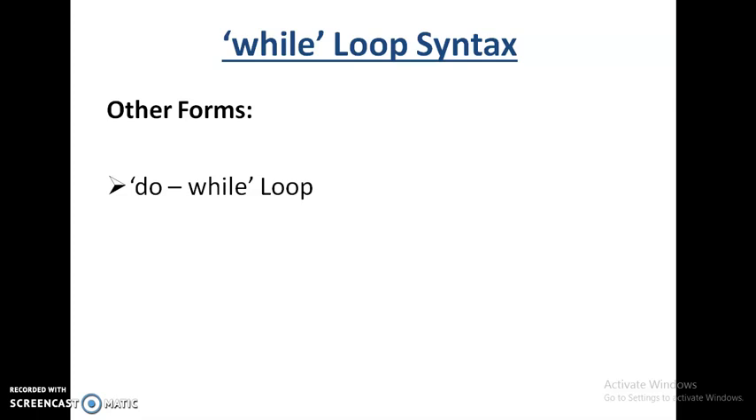There is another form of while loop, that is the do while loop. In a do while loop, do is written first, this is a keyword, then the code block is written, and at the end while with the condition is written. In this do while loop, the code written in the do block gets compulsorily executed at least once, and then the condition will be checked. That you will learn in advanced Python later on.